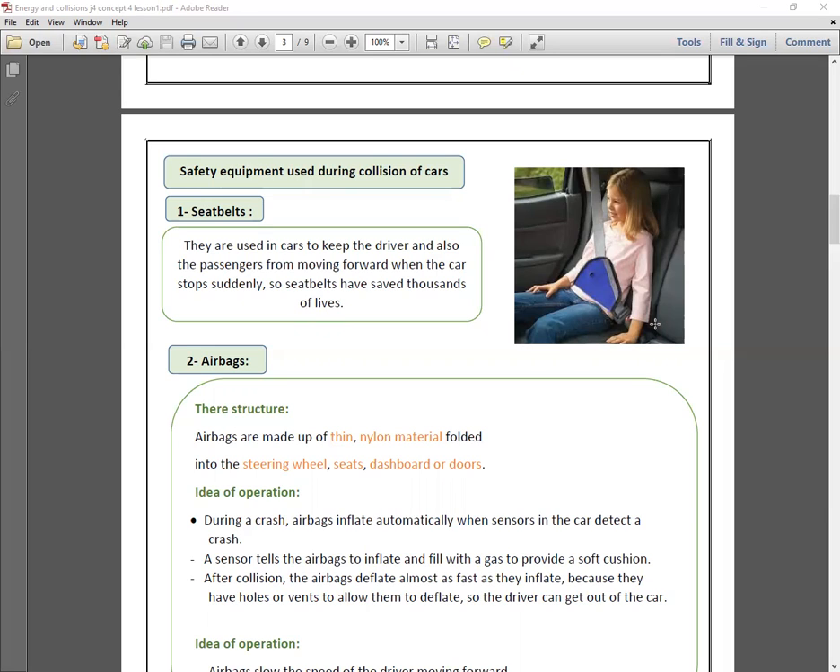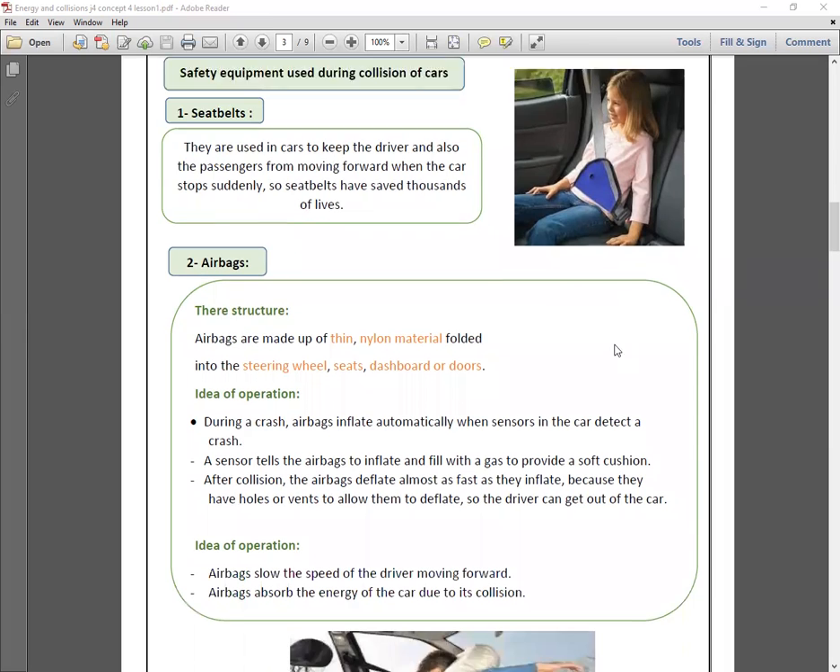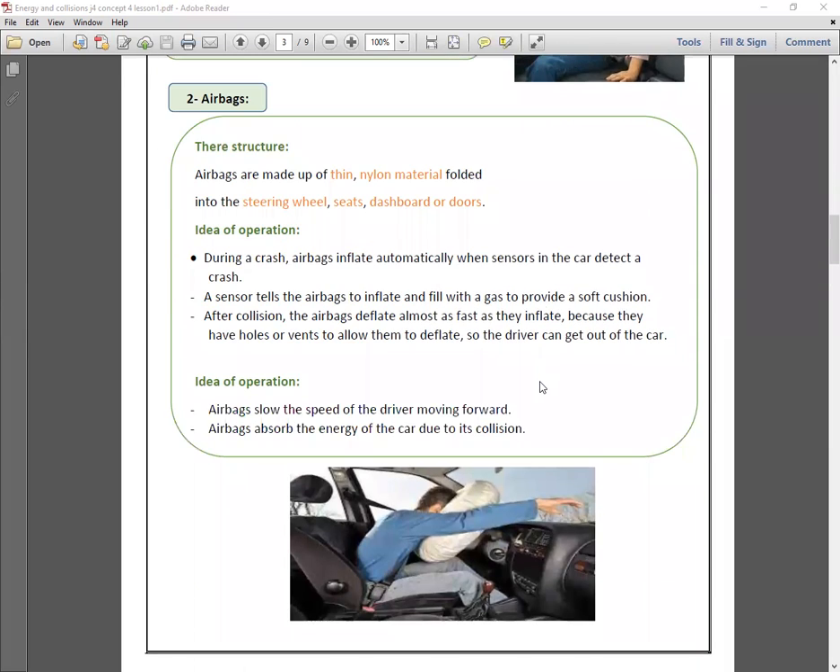We have to use the seat belts of the cars to help us avoid moving forward and backward when we stop suddenly. And at the same time, we have another piece of equipment, which is the airbags. What's meant by airbags? Airbags are made of thin nylon material fitted into the steering wheel and seats, and they have something like doors, okay? And at the same time, they have holes, okay?